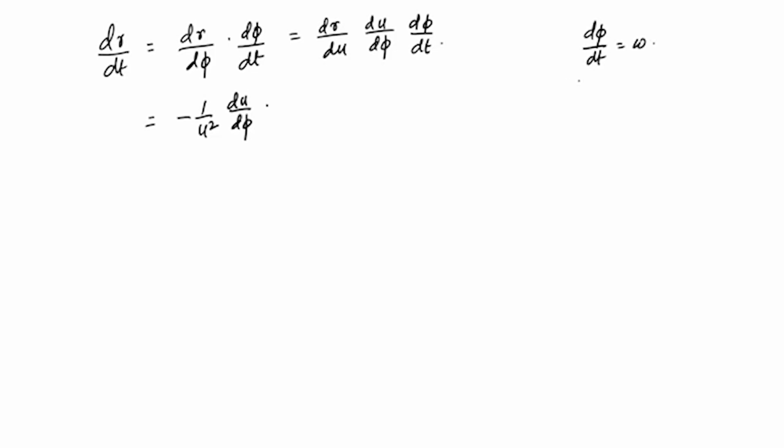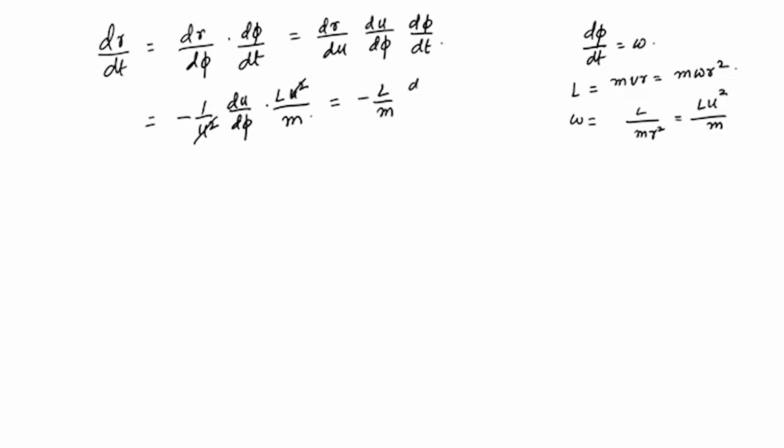We can write this in terms of the angular momentum, which is equal to mvr, and v equal to r omega. So, this is equal to m omega r square. Now we need omega. So, omega is equal to L over m r square, or this is equal to L u square by m. So, for d phi dt, we write L u square over m, and the u square will cancel, and we have minus L over m du d phi.